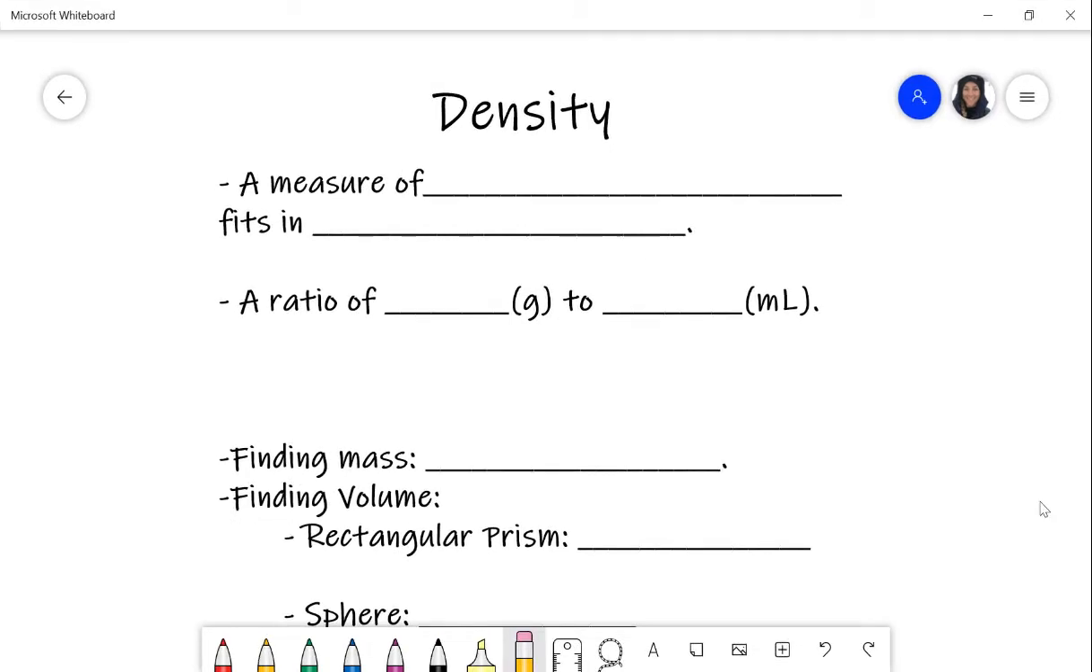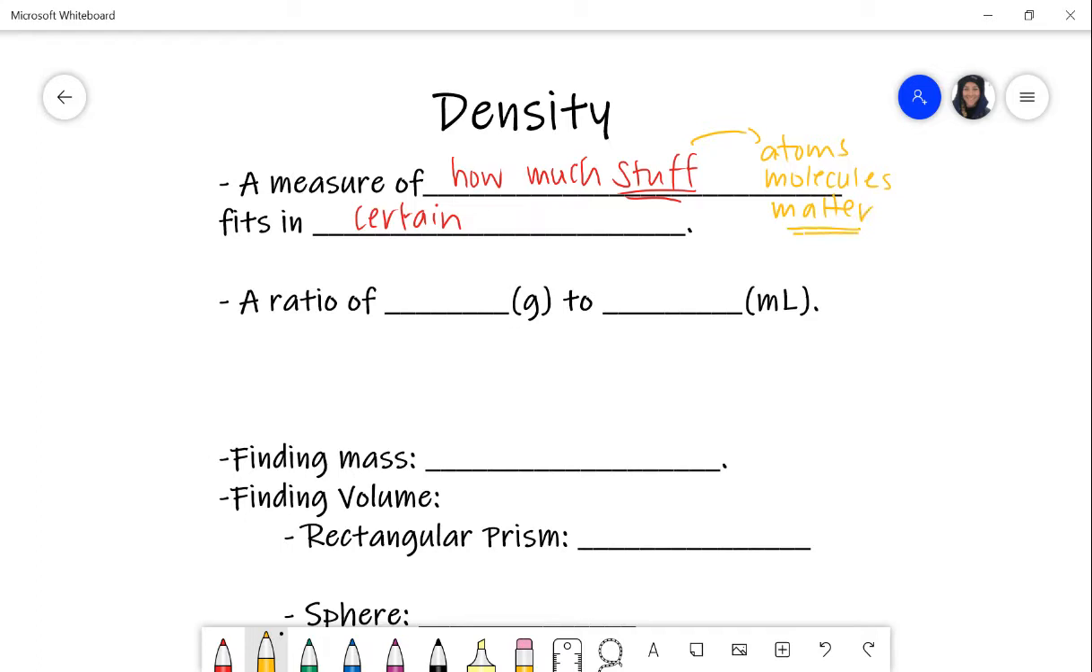This week we're learning all about density, which is a measurement of how much stuff fits in a certain space. And when we say how much stuff, we really mean how much matter fits in a certain space. Like I said, that stuff is atoms, molecules, it's just matter. We'll talk more about that in a sec. Matter is what we're talking about, and how much of a certain amount of matter fits into a certain space will determine its density.